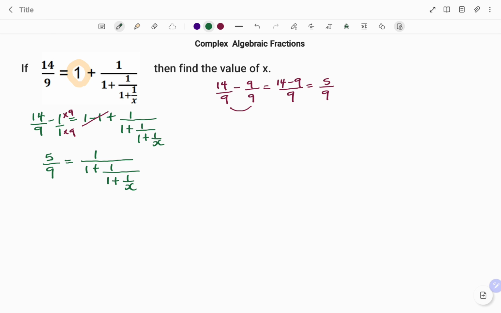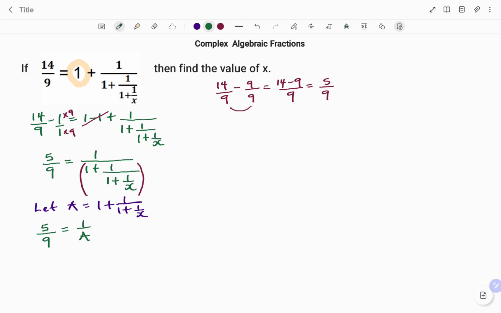To make it linear, what I'm going to do is to change the value of my denominator, as shown in bracket, to b. Or I can make it a. I can use any variable. I just want to make it a term, such that I say let a equals everything I have under the bracket. Inside the bracket, I have 1 plus 1 over 1 plus 1 over x. So if I rewrite my equation, I have 5 over 9 equals 1 over a.